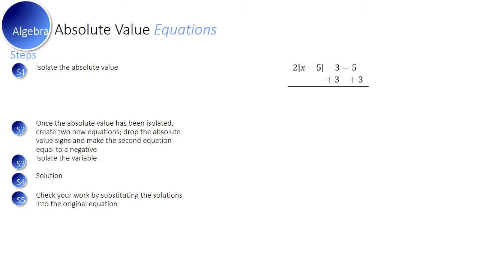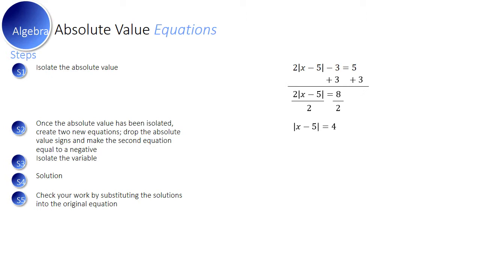Once we add 3 to both sides, we're going to end up with 2 times the absolute value of x minus 5 equals 8. Now you've got a 2 that's being multiplied against the absolute value of x minus 5. Because division is the opposite of multiplication, we're going to divide out a 2. That then is going to leave us with the absolute value of x minus 5 equals 4.